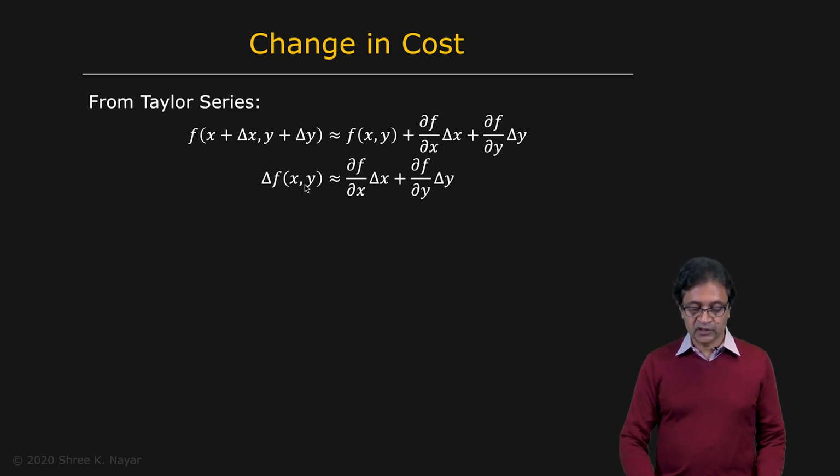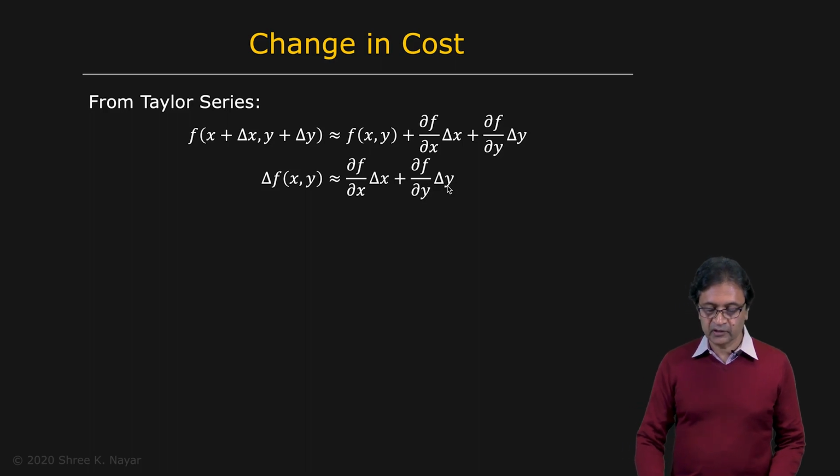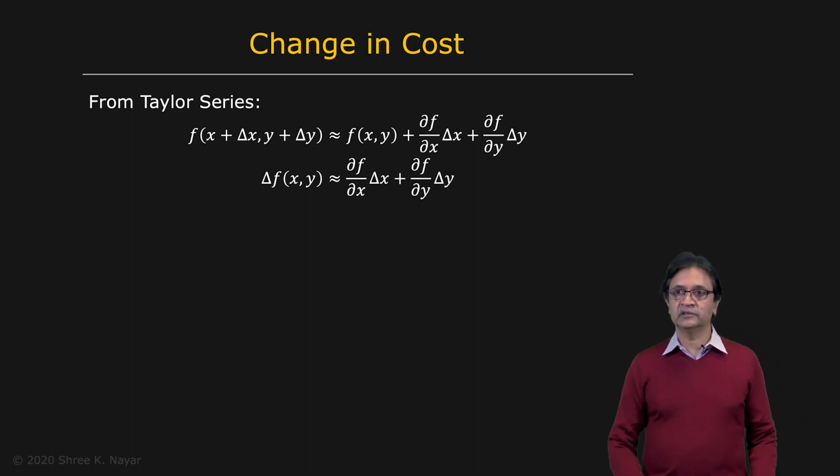So in other words, the change in f due to the change in x and y is approximately equal to the first derivative of f with respect to x times delta x plus the first derivative of f with respect to y times delta y. So this is known to us.